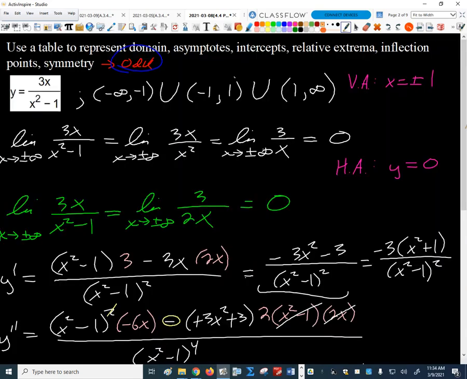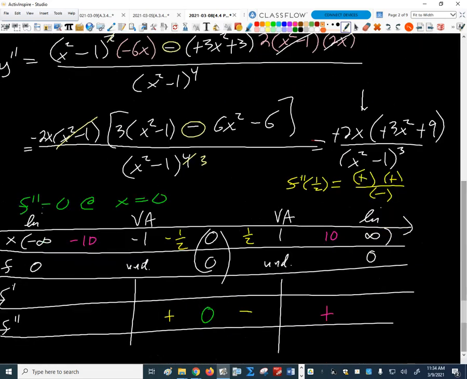Or if I wanted to pick a test point, I could have done that too. It all works. If I plug negative 10 in, I'm going to get negative times positive over negative. Yeah, hold it. No, I'm getting negative times positive over positive. So it's negative, right? Makes sense. So it's concave down. Okay?